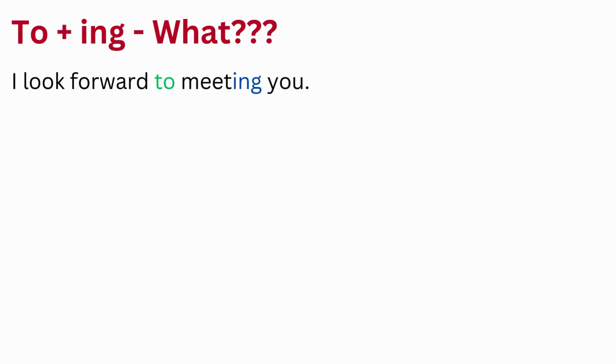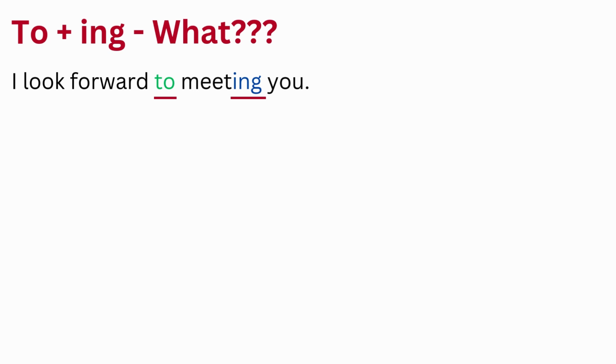This is the most common example of this you will see. I look forward to meeting you. Notice we have our verb, look forward, and then we have this little guy here, "to", and then we also have "ing". In this case, it's very strange. We are going to learn about why this is in a moment, but before we do that, I want to tell you some of the basic rules so you can understand.